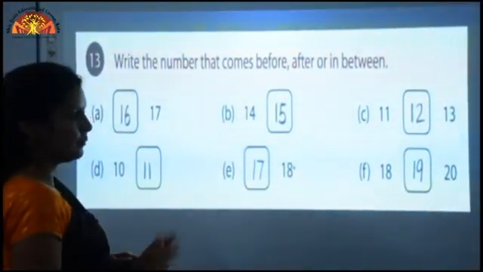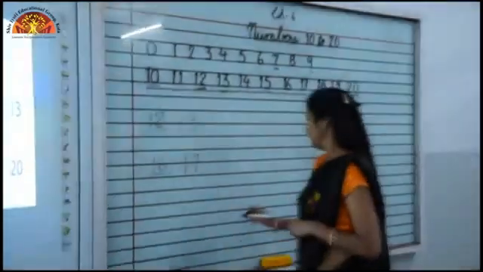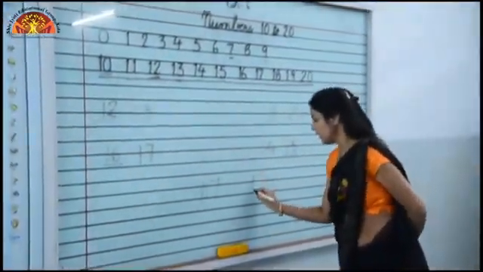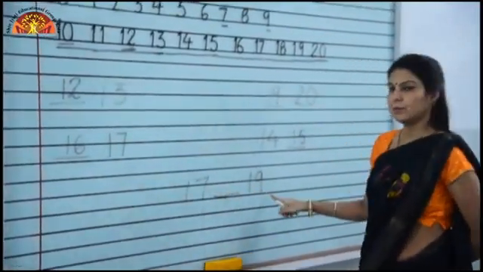Now we will see one more example of between number. हम between number का example देखेंगे. We are taking two numbers here. One number is 17. The other number is 19. We have to write the between number of these two numbers.